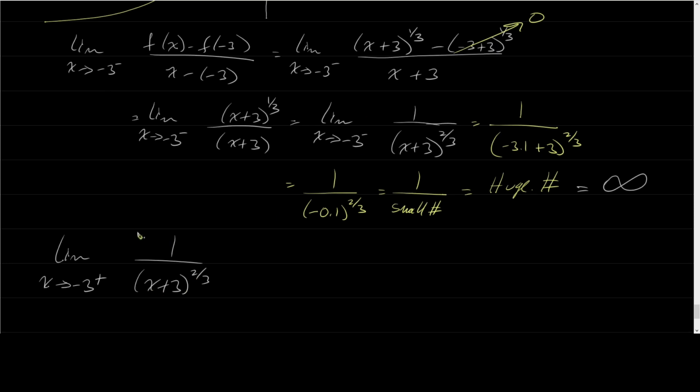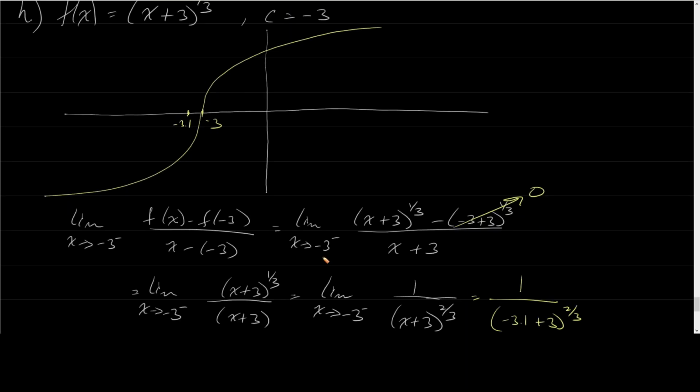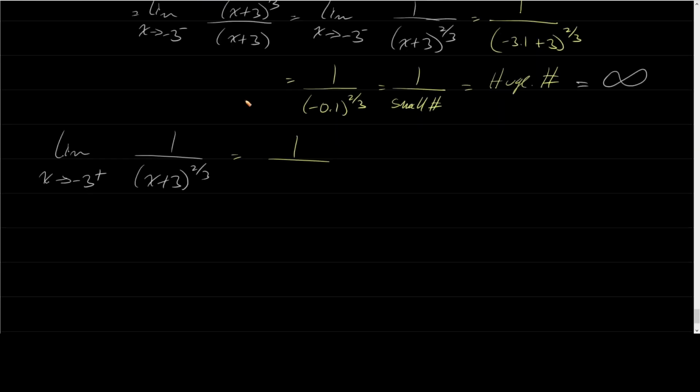All right. And as you'll note here, essentially the same thing happens. We have 1 over, but we're coming from the other side now, right? So here, think about like -2.9. All right. So if I have -2.9 plus 3 to the 2/3, well, that gives me 1 over 0.1 to the 2/3, right?